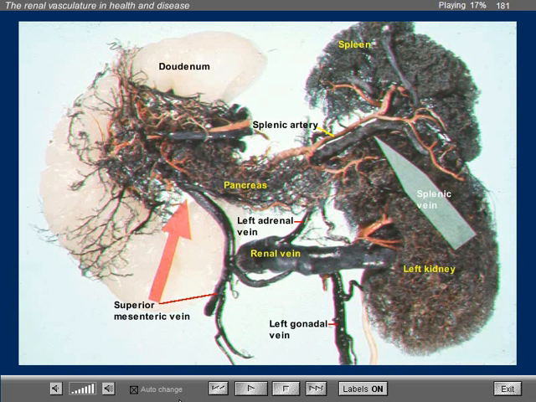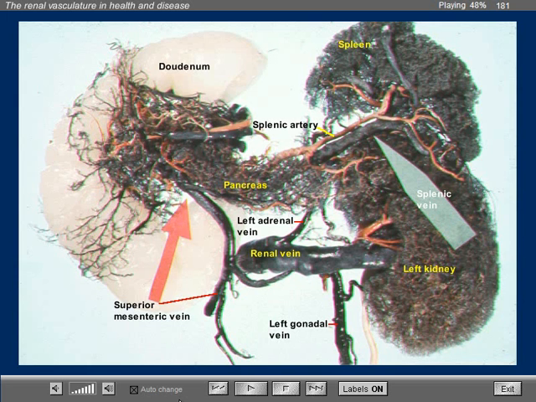In this very complex cast corrosion preparation, one can see the duodenum casted in white, and the head, body, and tail of the pancreas with the arterial supply and its veins. Note that we have the spleen above the upper pole of the left kidney. And we can see through the tail of the pancreas the left adrenal gland.